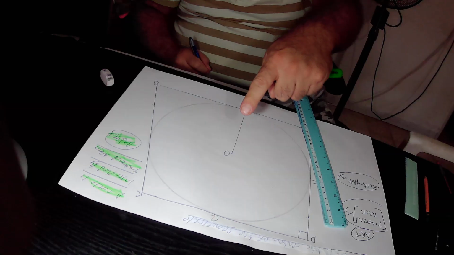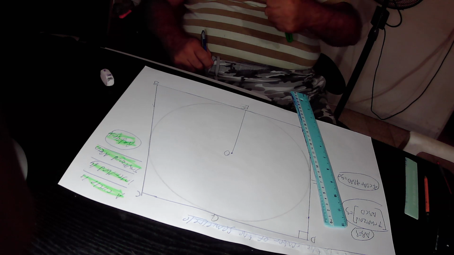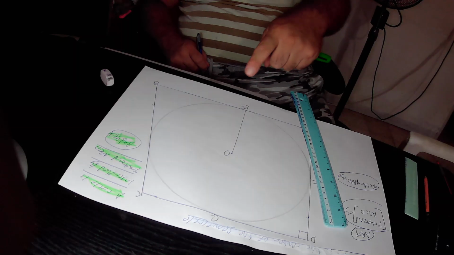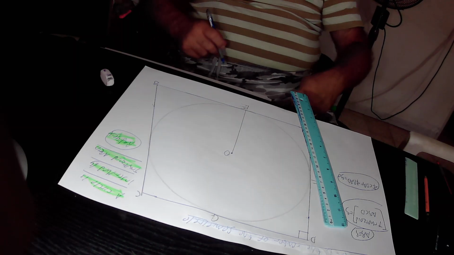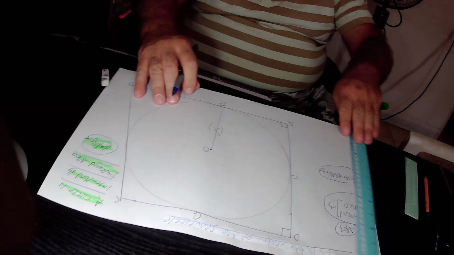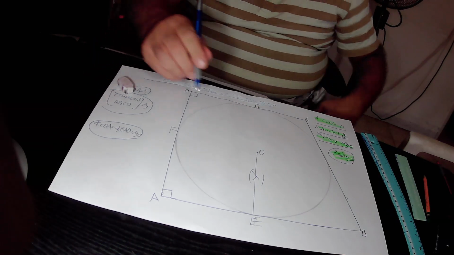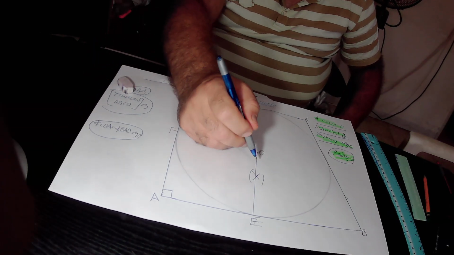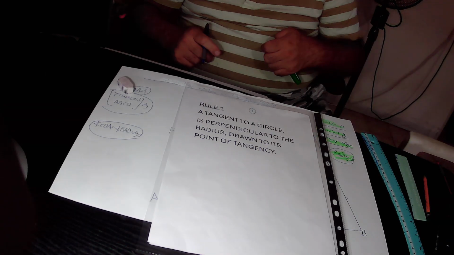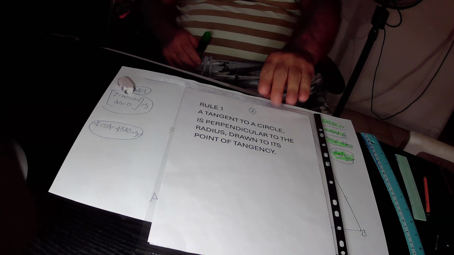By joining points O and E together by a straight line, point O is the center of the circle, point E is a point on the circle itself, therefore OE is the radius of this circle. This is equal to X according to our definition. So here we can implement rule 1. Repeating rule 1: a tangent to a circle is perpendicular to the radius drawn to its point of tangency.